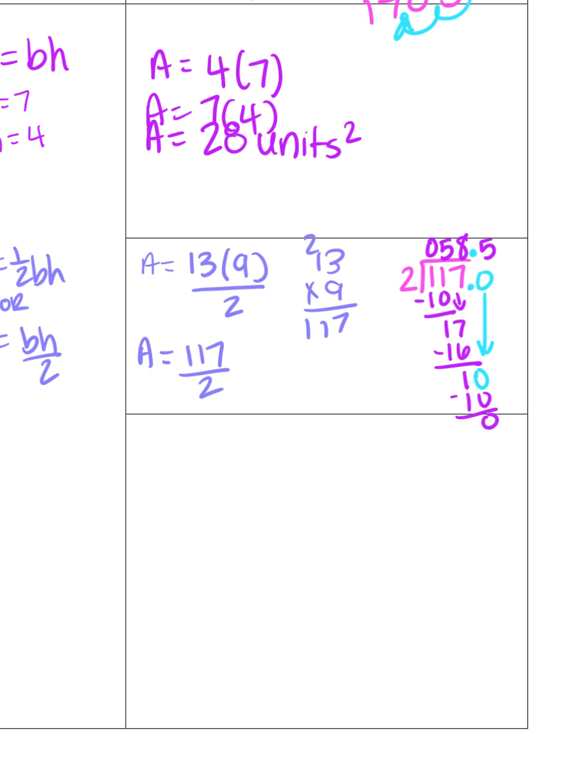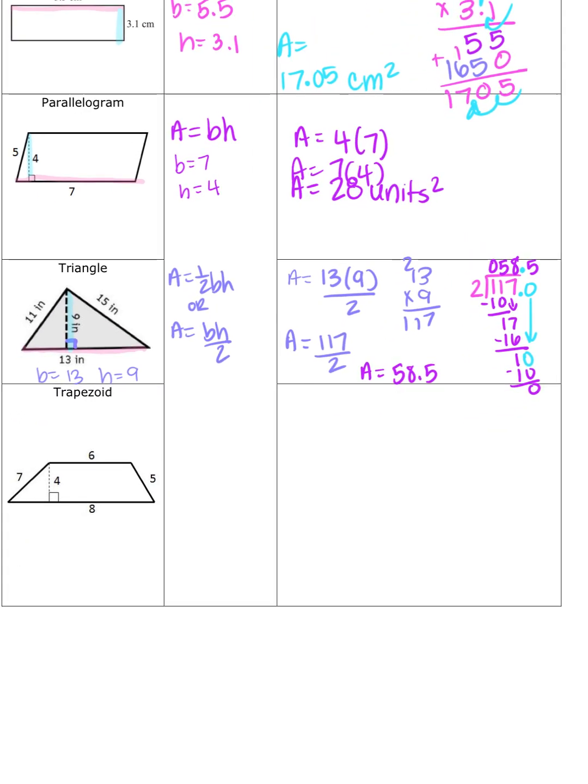So I get 58 and 5/10. So that means my area is 58 and 5/10. And what is that? That is inches. So square inches.